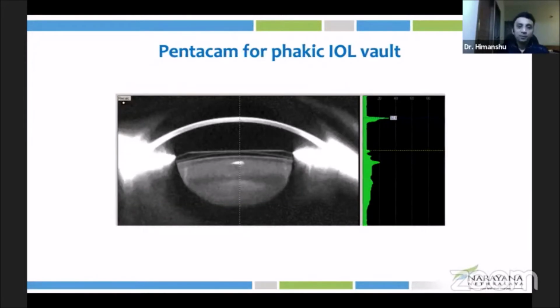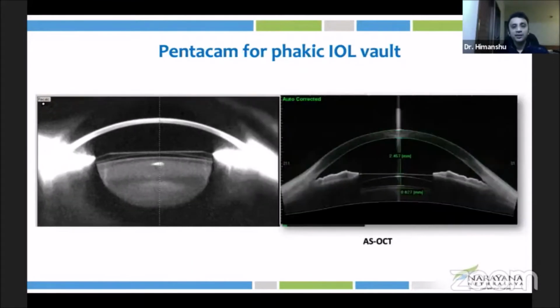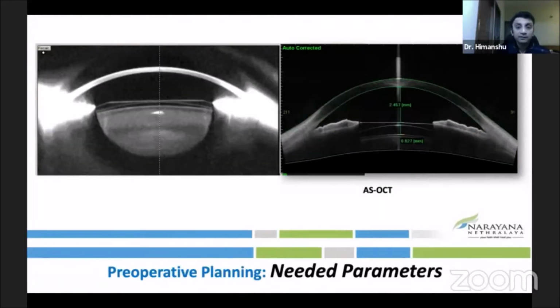And coming back to Pentacam, Pentacam can actually show you the vault. In fact, this was the first diagnostic device which showed us the vault, and this is how we used to measure the vault. As you can see, a low vault here, but later on when anterior segment OCT came, it became a much better way of measuring the vault. But having said that, Pentacam can still give you a fair idea about the vault.